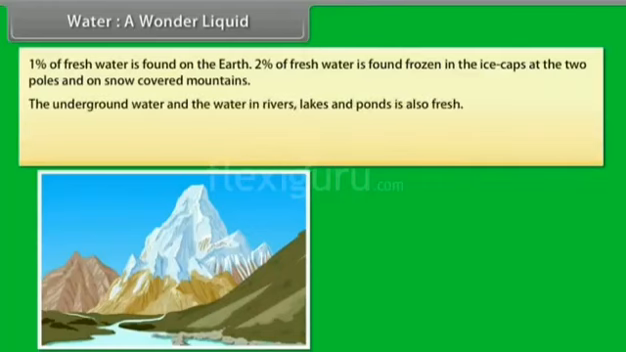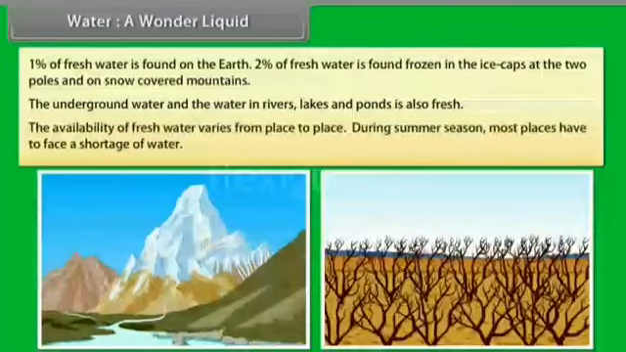The underground water and the water in rivers, lakes and ponds is also fresh. The availability of fresh water varies from place to place. During summer season, most places have to face a shortage of water.